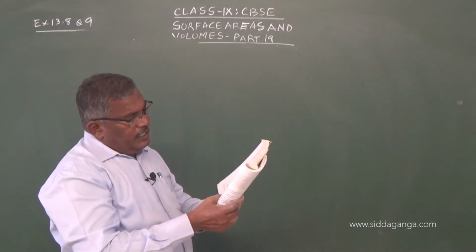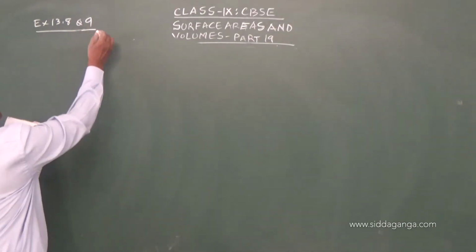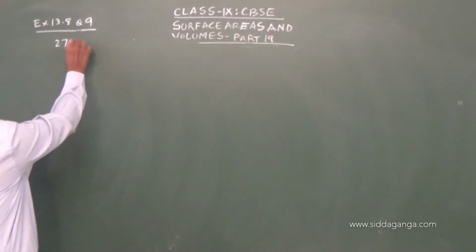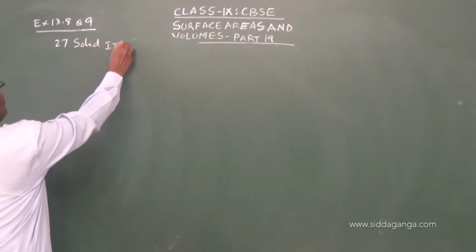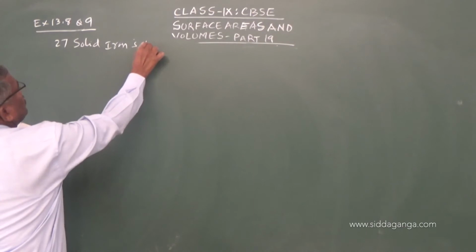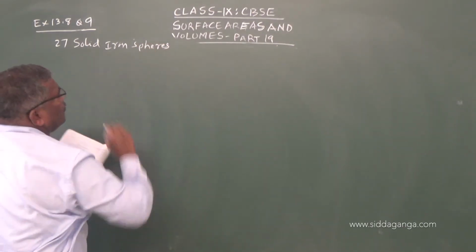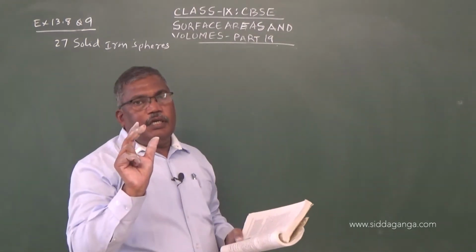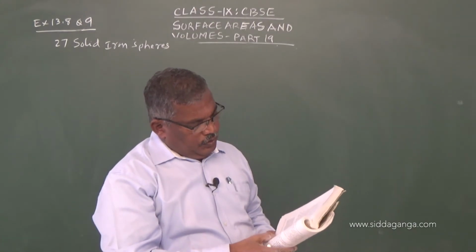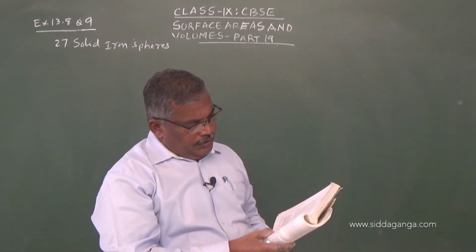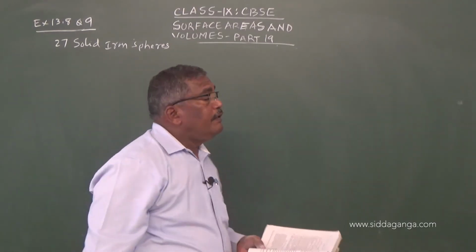27 solid iron spheres. Question number 9 says 27 solid iron spheres. Round balls, you can imagine. Spheres, each of radius r and surface area s.